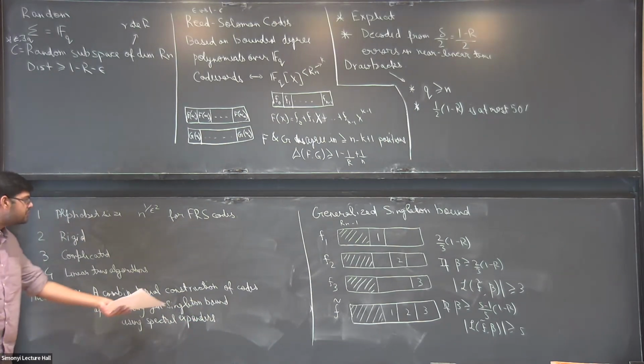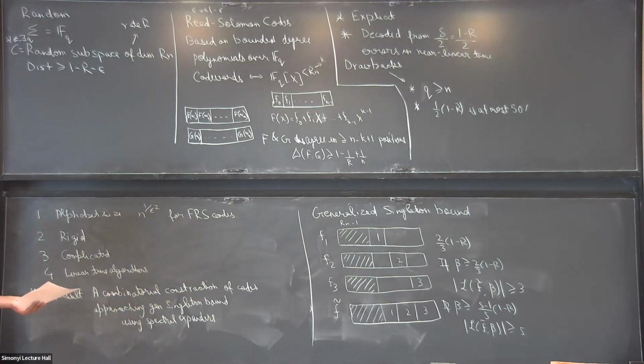So if a code approaches generalized Singleton bound, it automatically also gets to list decoding capacity with optimal list sizes.